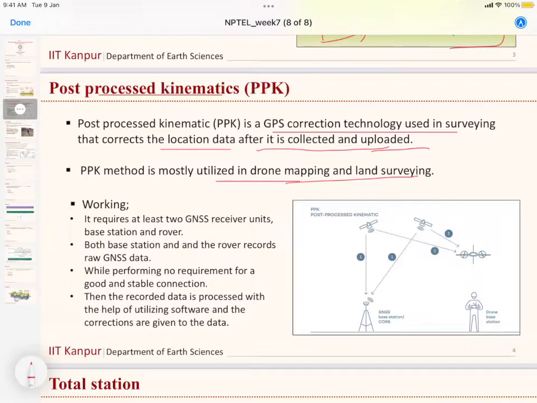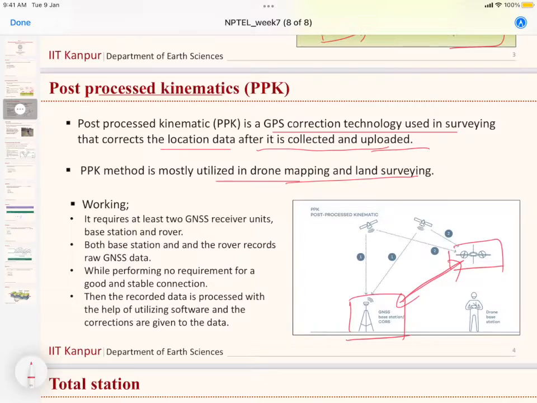So here again we have a base station, and the other unit that we have, the receiver unit, is the drone, because it is majorly used in drones. And why is it used in drones? Because it covers a large area. It can cover around 2 to 3 kilometers radius, because there is no connection. The connection between the base station and the rover is not necessary.